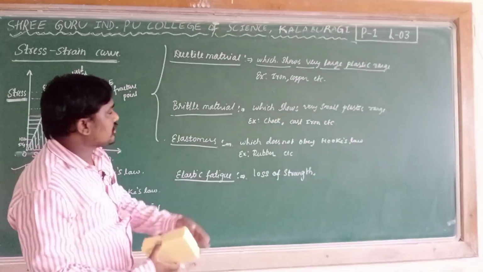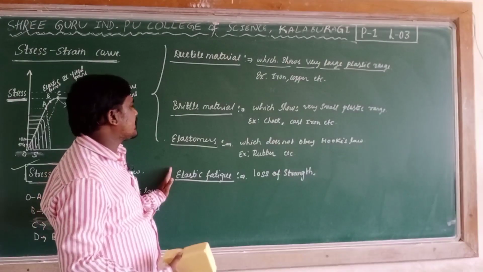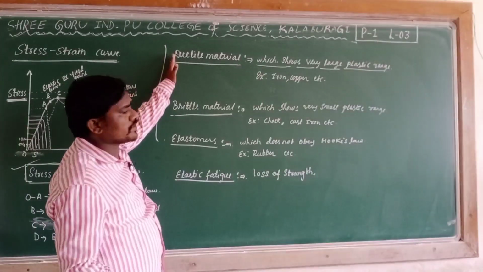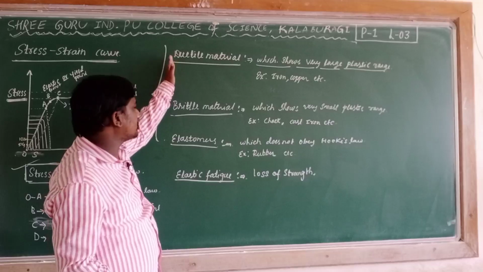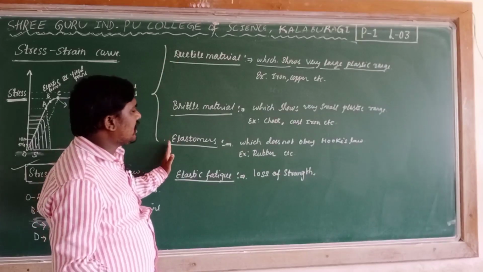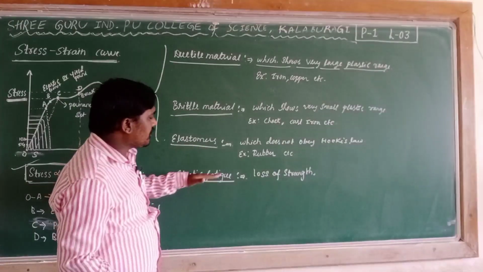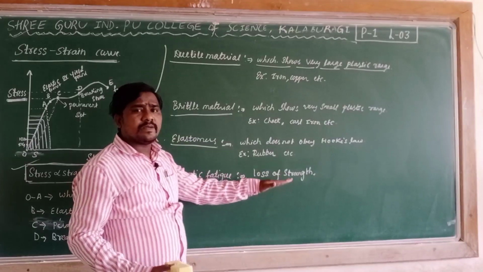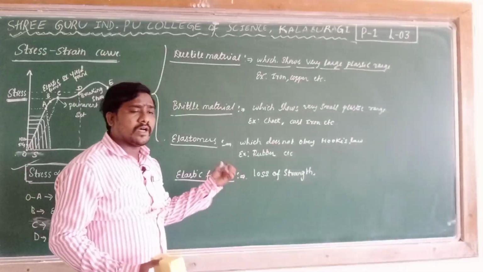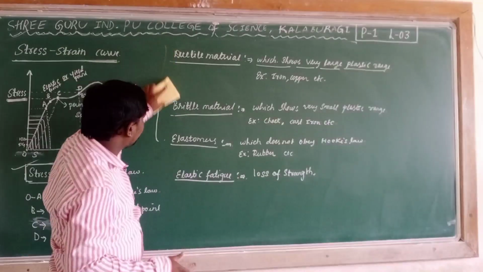These are very important definitions. They may ask in 1 mark questions or sometimes in CET also. Which type of material shows a very large plastic range, which shows a very small plastic range, and which does not obey Hooke's law. If we apply continuous stress on materials, what is it going to cause? Elastic fatigue, the loss of strength of that material. These are very important definitions.